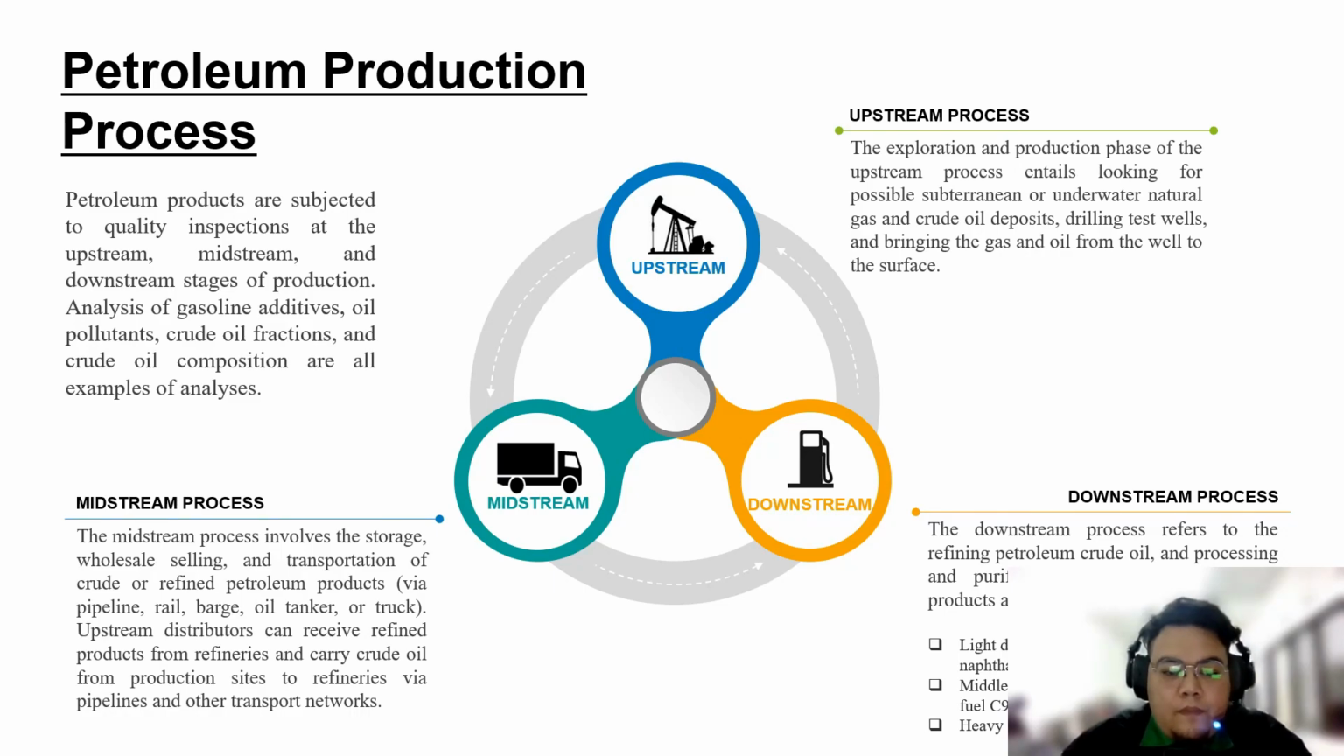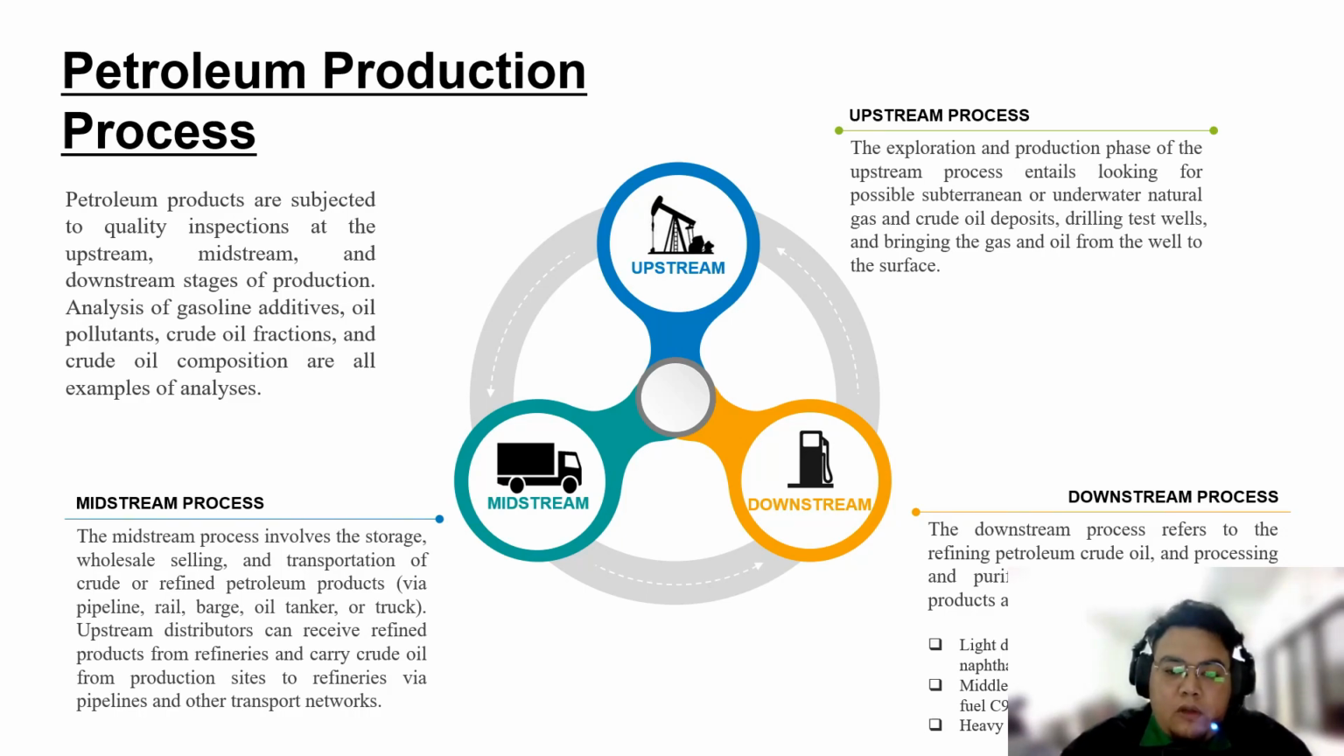So next is the petroleum production process. Petroleum products are subjected to quality inspection at the upstream, midstream and downstream stages of production. Analysis of gasoline additives, oil pollutants, crude oil fractions and crude oil composition are all examples of analysis.